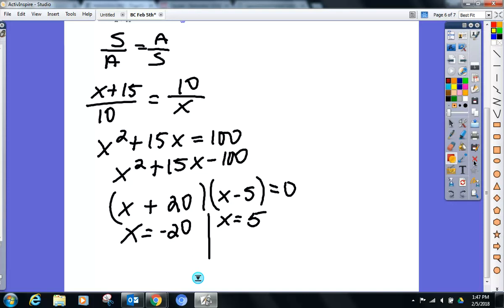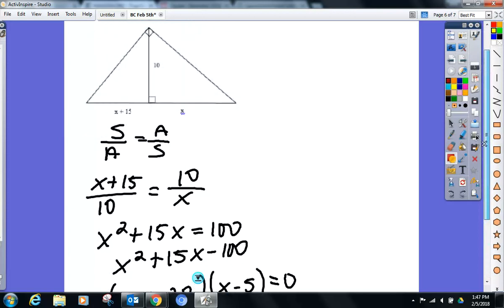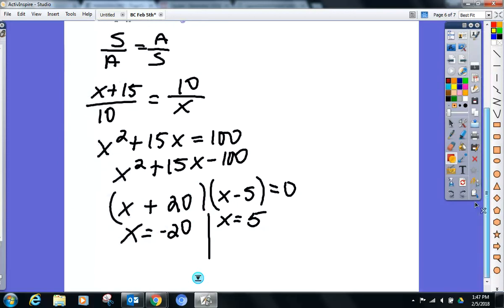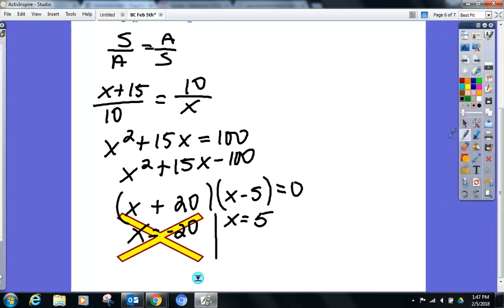Anybody? Anybody, Mike? Can't have negative 20 because it's a side length. Diagram? Yes, I do have a diagram, so that means I cannot have a negative side length, which negative 20 would give me. See you later. So I'm just left with 5.